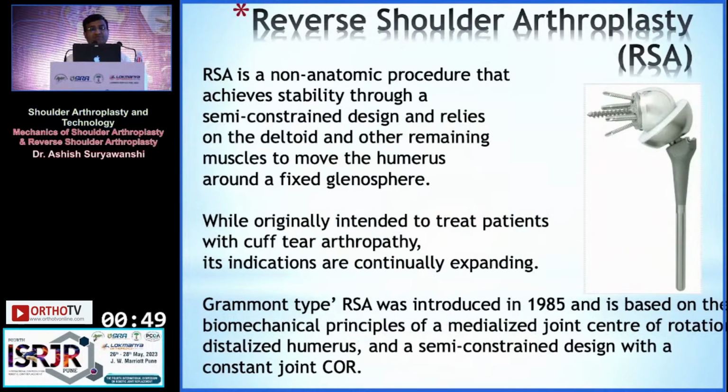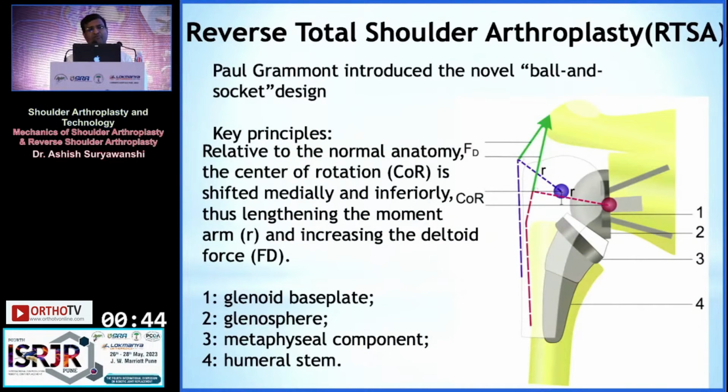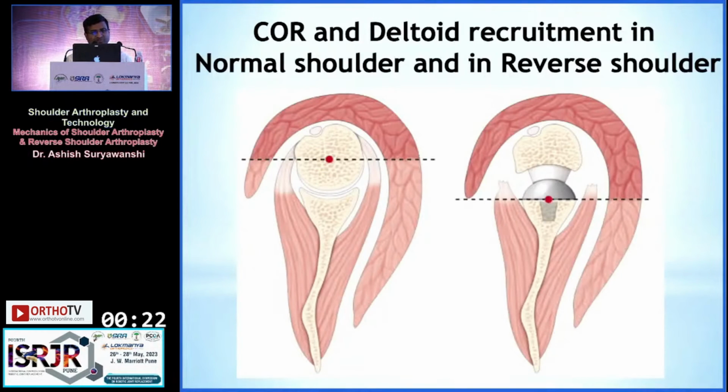Coming to the reverse shoulder arthroplasty, which was first coined by Paul Grammont, who introduced the ball and socket design, which is opposite. The key principle is to increase the lever arm, that is the deltoid. The deltoid is the main muscle providing stability and even the range of motion in reverse shoulder arthroplasty. The center of rotation is somewhat fixed in reverse shoulder arthroplasty, which is why the wear rate is less.